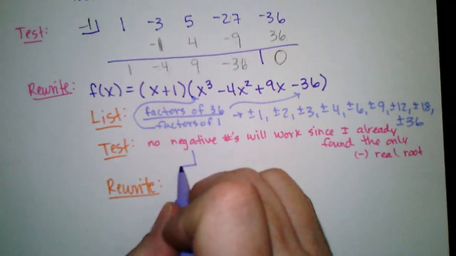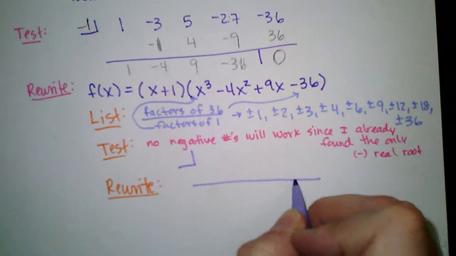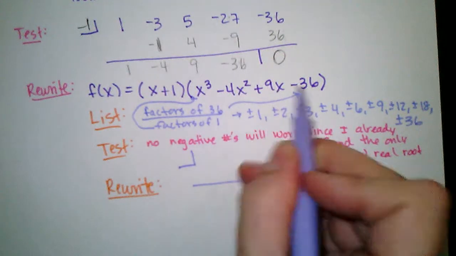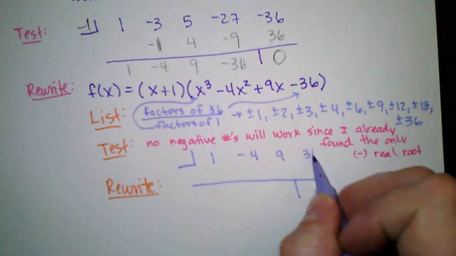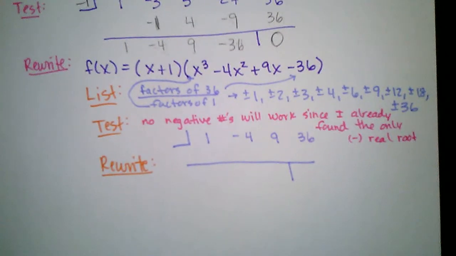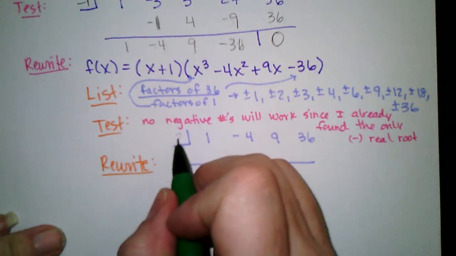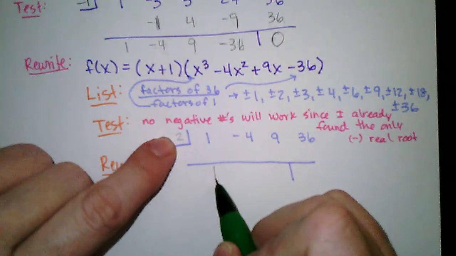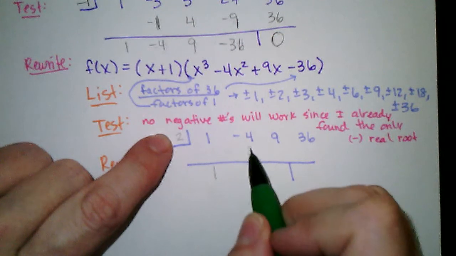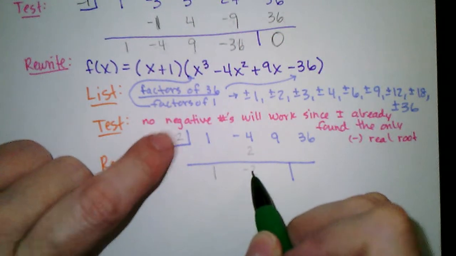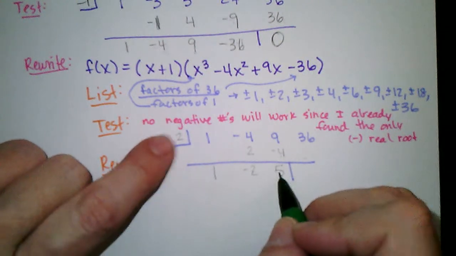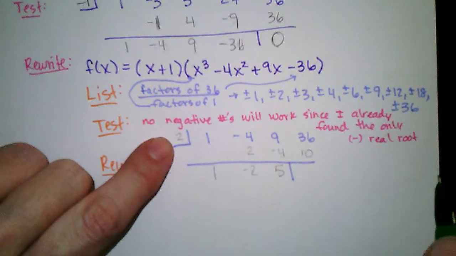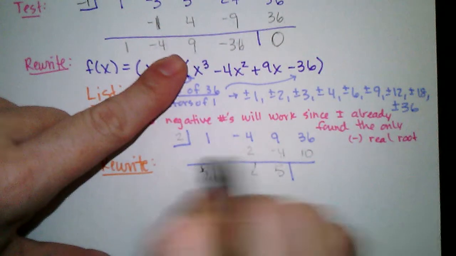So I'll put a number in there, and I use this polynomial. So I use the row 1, -4, 9, 36. And I'm only testing positive numbers. So I'll try 2. 1 goes straight down. 1 times 2 is 2. -4 plus 2, -2. Multiply 2 times -2, -4. Add those numbers, 5. 5 times 2, 10. That is not 0. So 2 did not work.